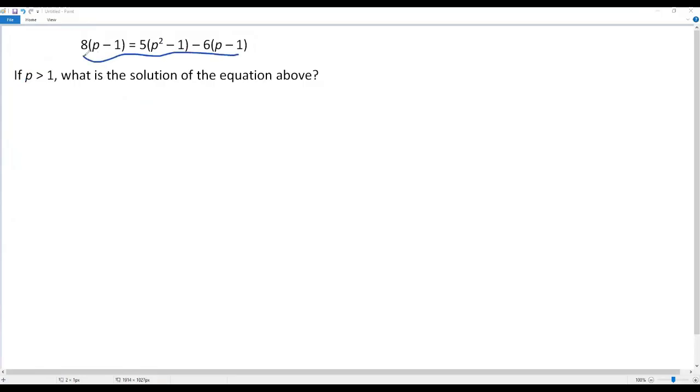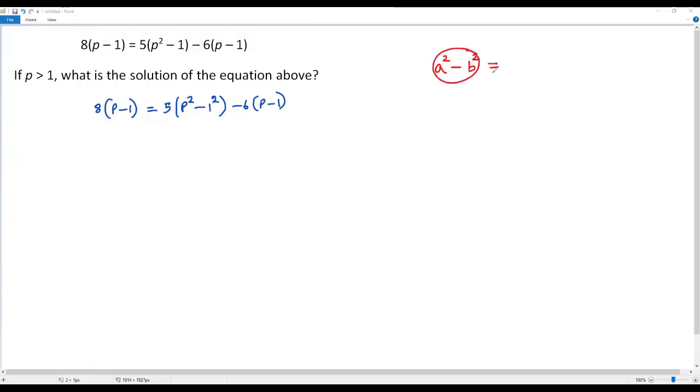Okay, now let me take the given equation as it is: 8(p − 1) = 5(p² − 1) − 6(p − 1). Here, for this one, let me consider exponent 2. Even if I take exponent 2 for 1, it is still equal to 1. Let me consider an algebraic identity: the difference of two squares, a² − b². Whenever we have an expression in this form, it can be written in factor form, that is (a + b)(a − b).